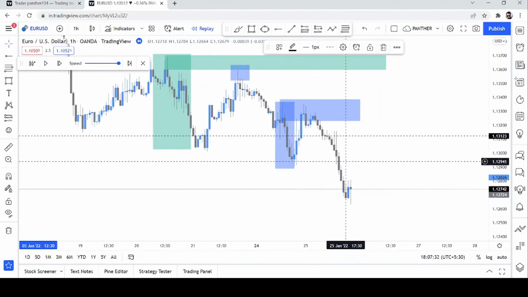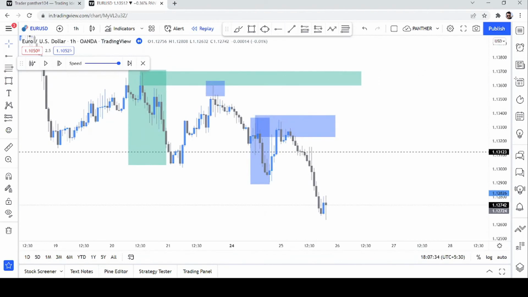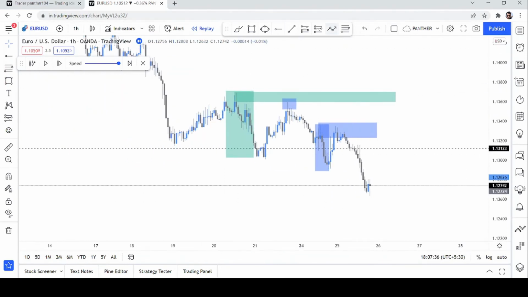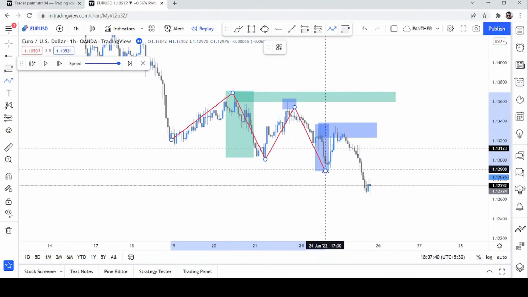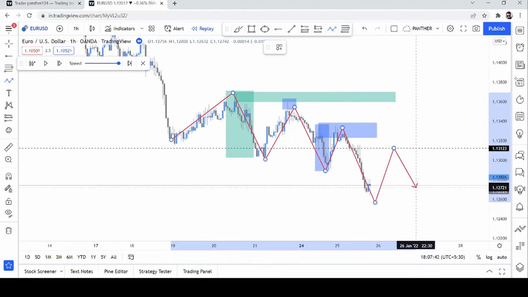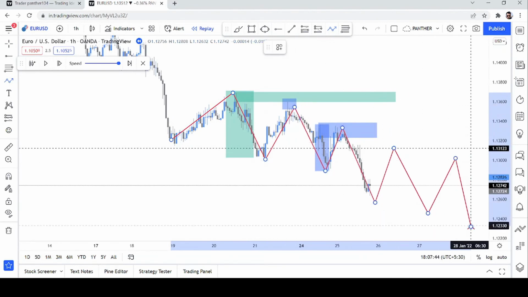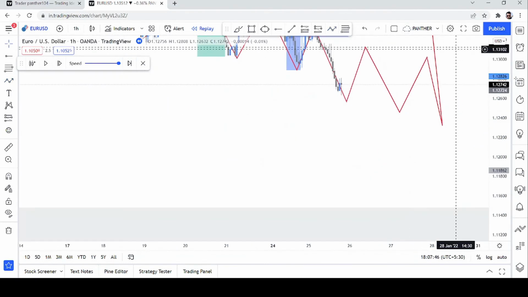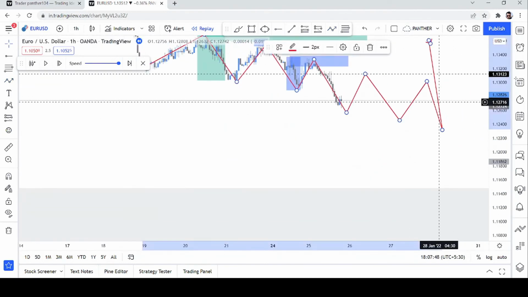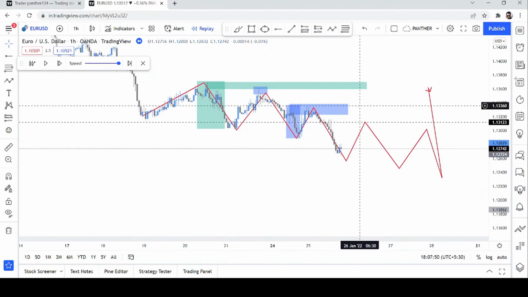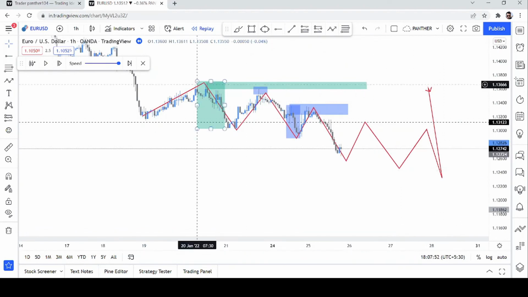We have a break of structure again. So next, what is the expectation? What are we doing here? Structural wise, this is what's happening, right? So we are expecting this continuation. There is continuation until and unless.